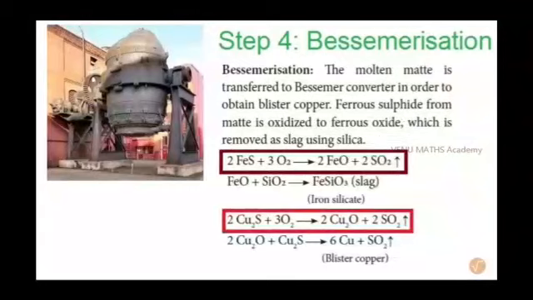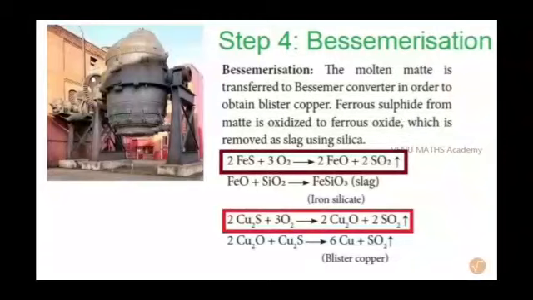So, when ferrous sulfide combines with oxygen and burns, it gets converted to ferrous oxide, FeO. The equation is FeS, ferrous sulfide, plus O2, oxygen, will give FeO, ferrous oxide, plus SO2, sulfur dioxide gas.